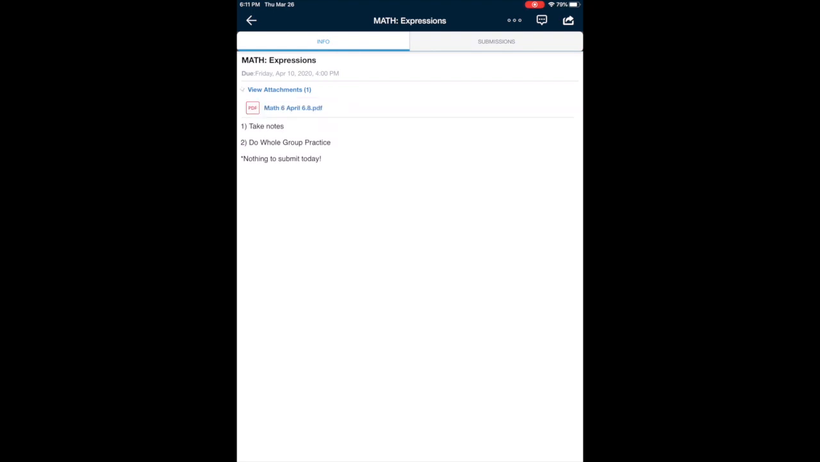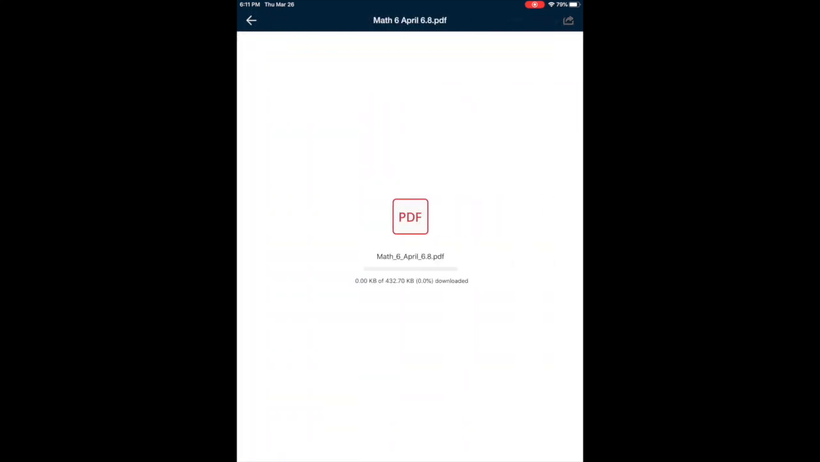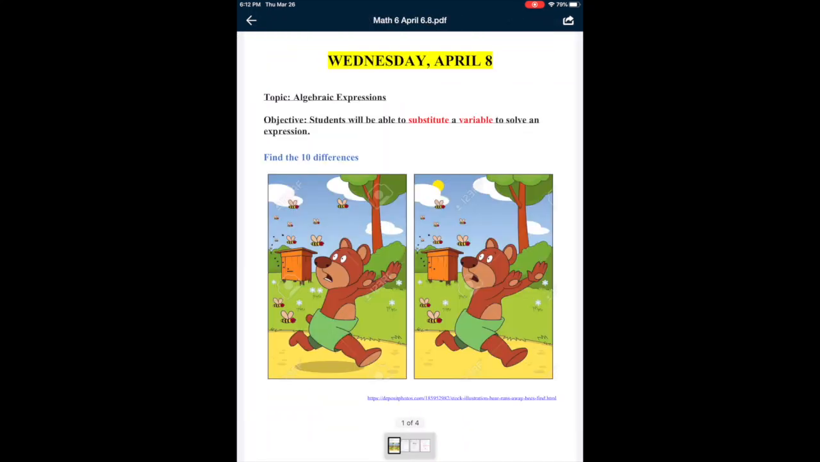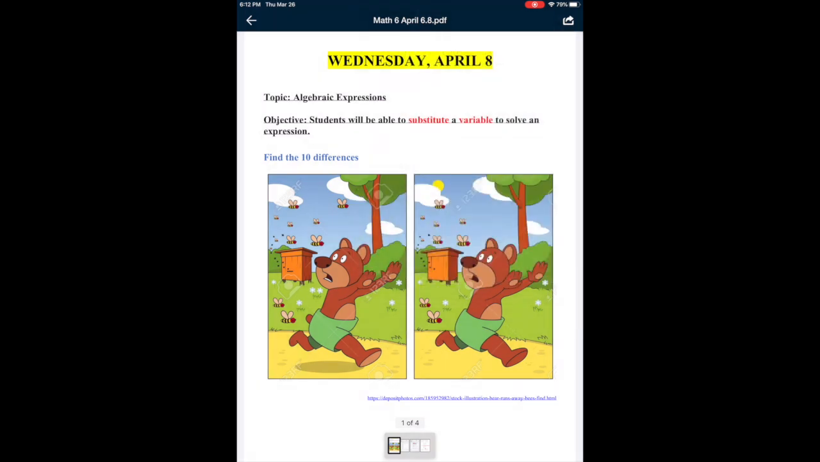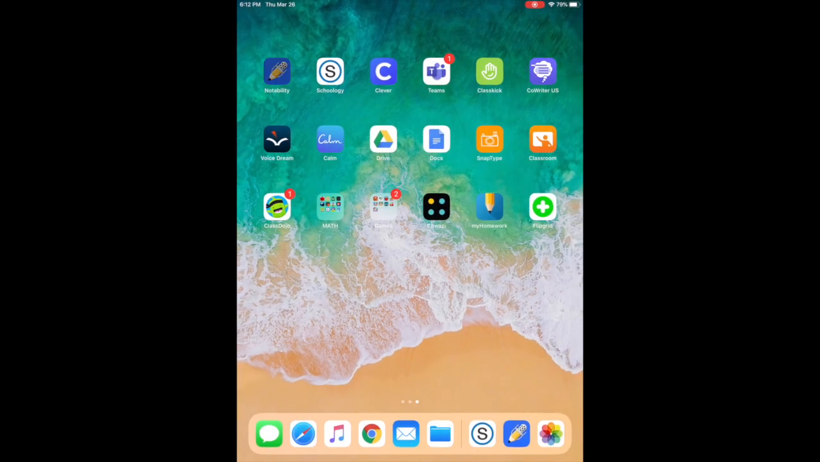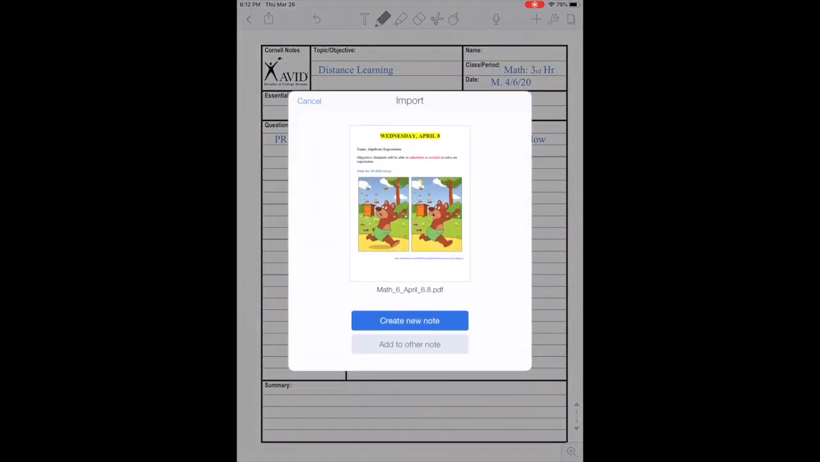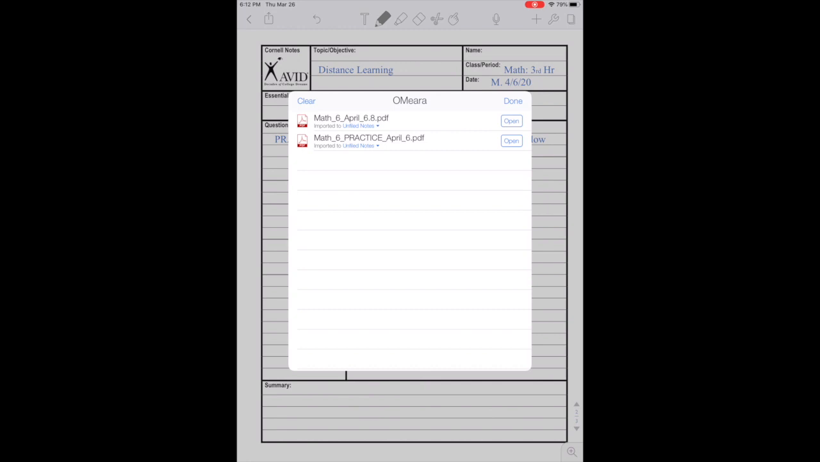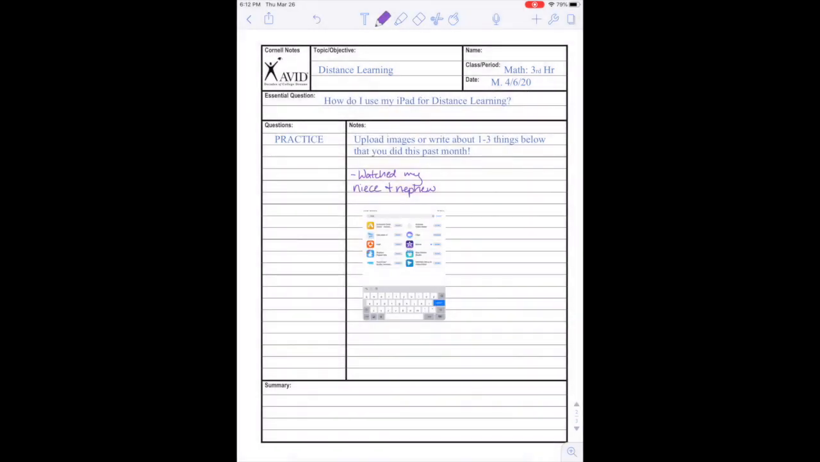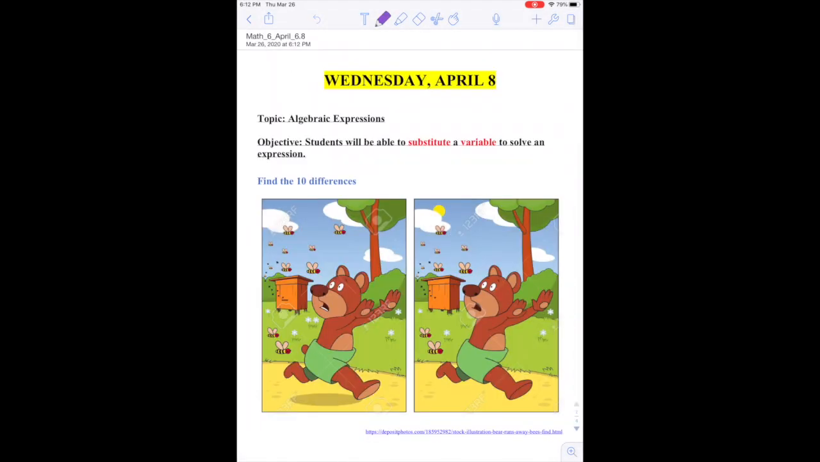So go to your attachment, get the document, put it in Notability. Now go over to Notability, create new note, import, open. The document we're going to work on today looks like this for Wednesday, April 8th.